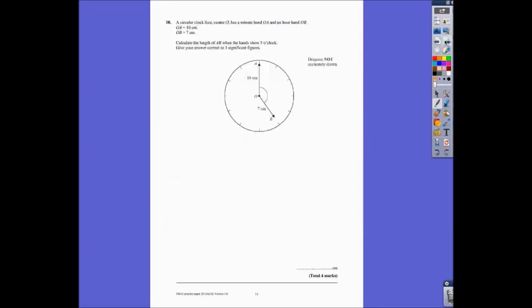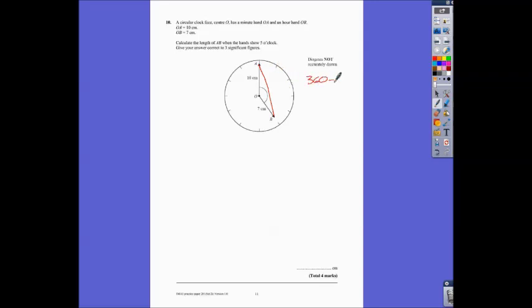Question 10. A circular clock face centre O has a minute hand OA and an hour hand OB. OA is 10 centimetres, it's shown on the grid, and OB is 7 centimetres. Work out the length of AB. So we're after this distance here. Now we've got a non-right angled triangle here. We're after a third side, and we do know this angle because a full circle is 360 and a clock is split into 12 equal parts.